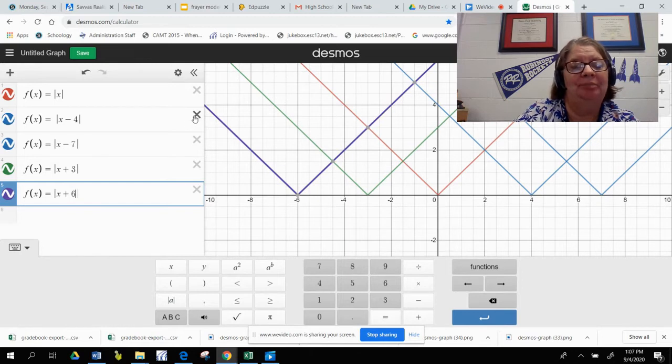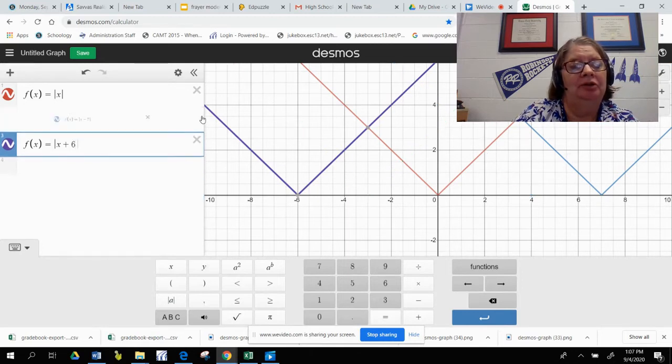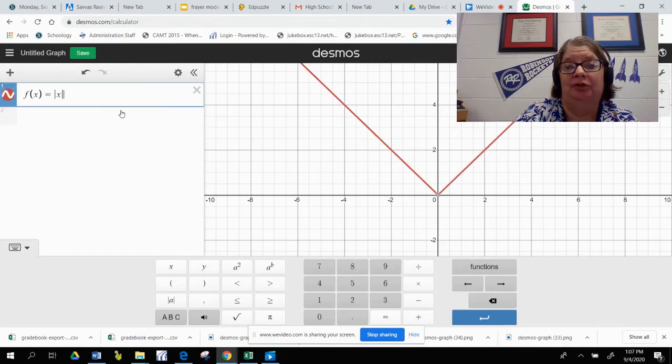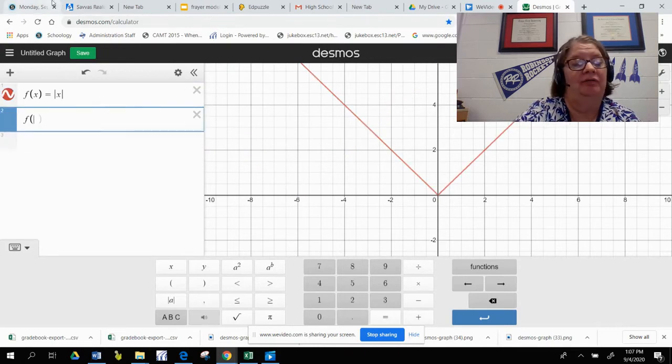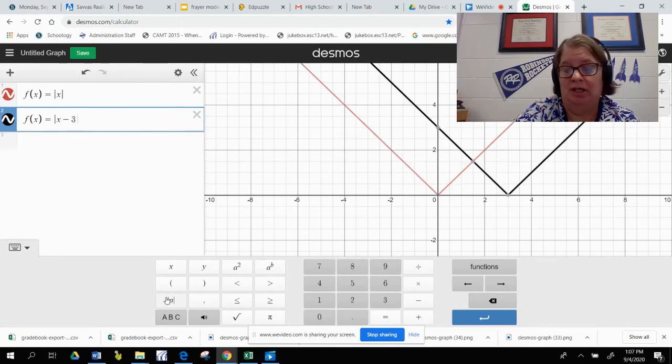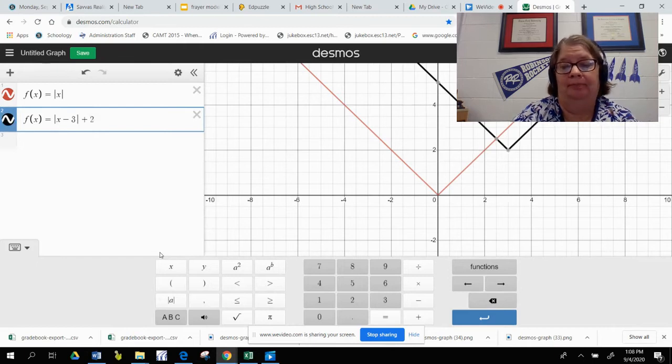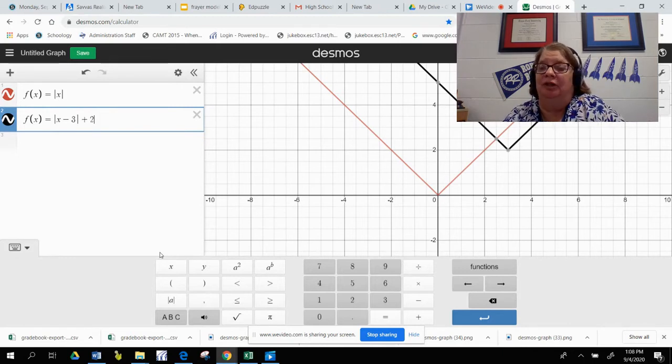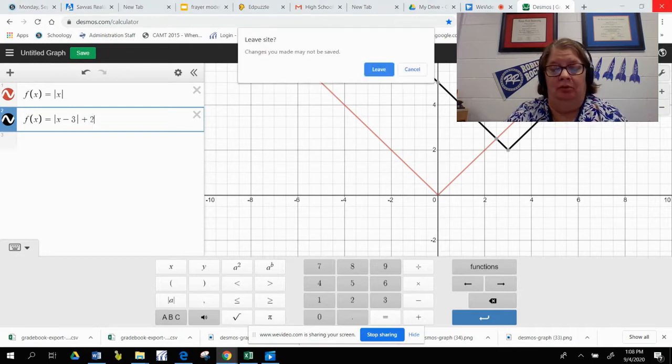Now, is it possible to do more than one transformation at the same time? F of x equals absolute value x minus 3. Use your right arrow to get outside the absolute value, plus 2. What happened to that one? Which way did it move? What was the transformation that took place? This transformation went to the right 3 and up 2.